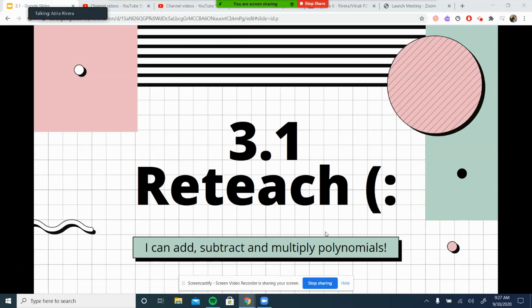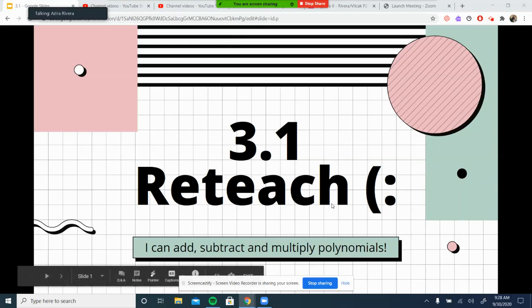All right, my loves. So this is a 3.1 retake. 3.1 is polynomial operations, so I can add, subtract, and multiply polynomials.